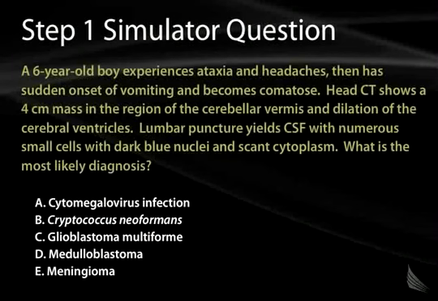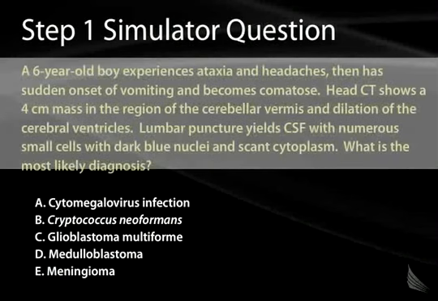Let's do a question. A 6-year-old boy experiences ataxia and headaches then has sudden onset of vomiting and becomes comatose. Head CT shows a 4-centimeter mass in the region of the cerebellar vermis and dilation of the cerebral ventricles. Lumbar puncture yields CSF with numerous small cells with dark blue nuclei and scant cytoplasm, indicating hypercellularity. What is the most likely diagnosis?